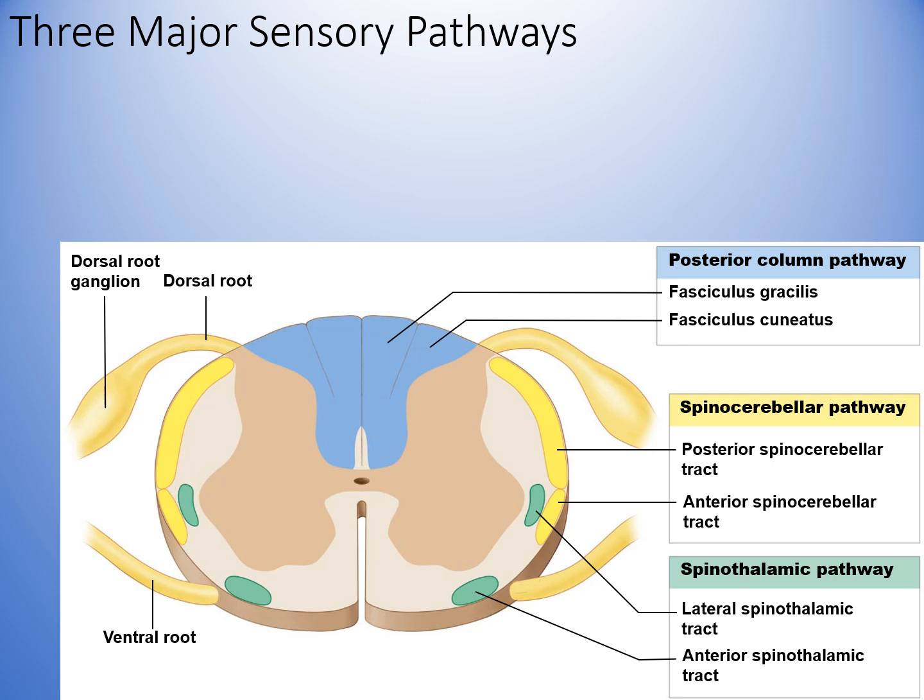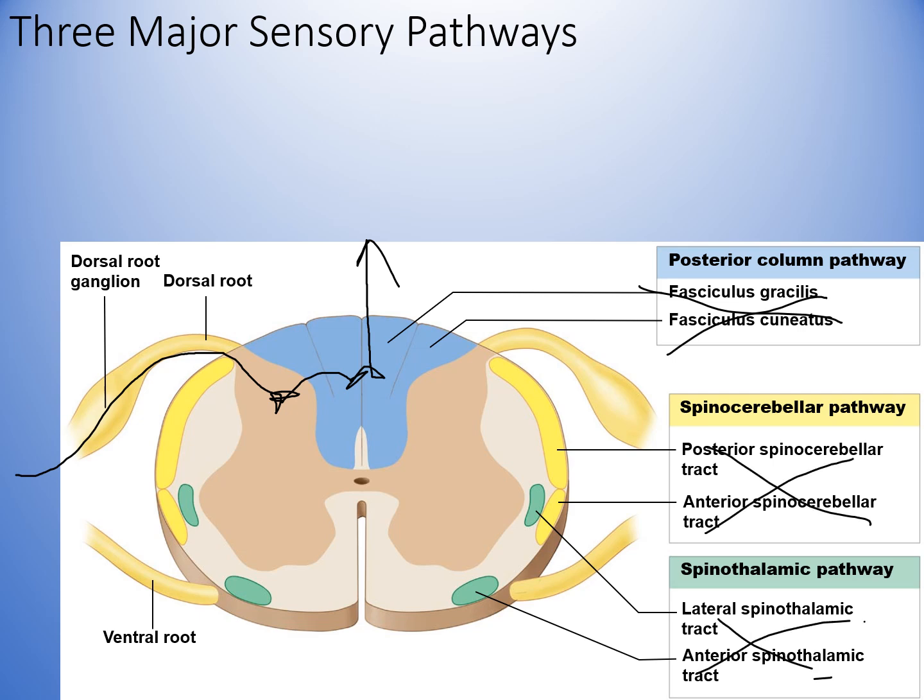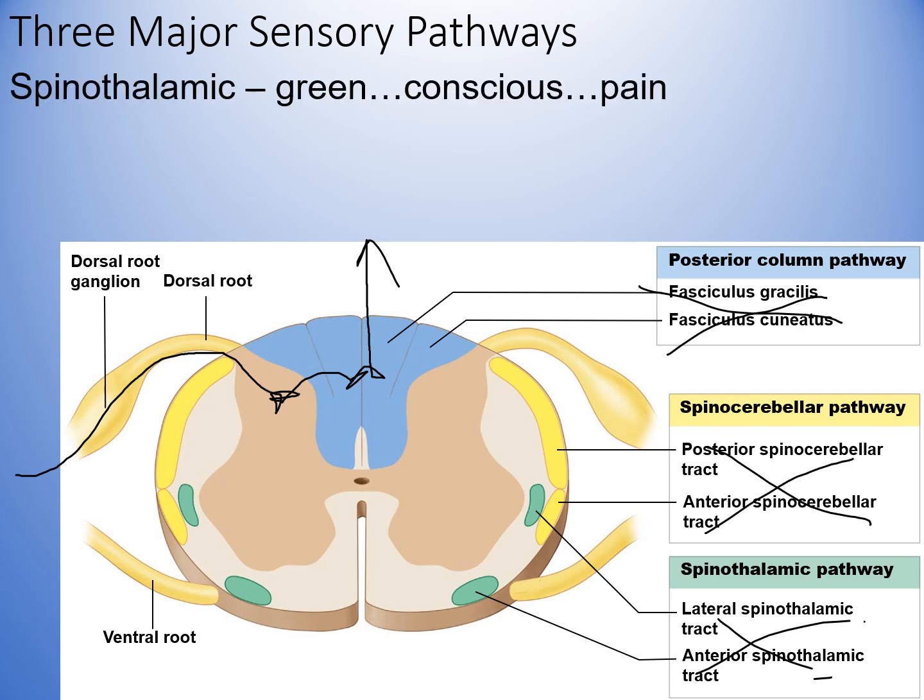So let me draw one. There's a neuron in your body that enters this way, and it might synapse with another neuron that brings the information to what's called the posterior column. And that is a neuron that rises up and brings information to the brain. I do not need you to know the specifics of the column. I just need you to know the general pathways. So there's the green pathway, which is scattered throughout the white. And notice the white matter is the same on the left and the right.